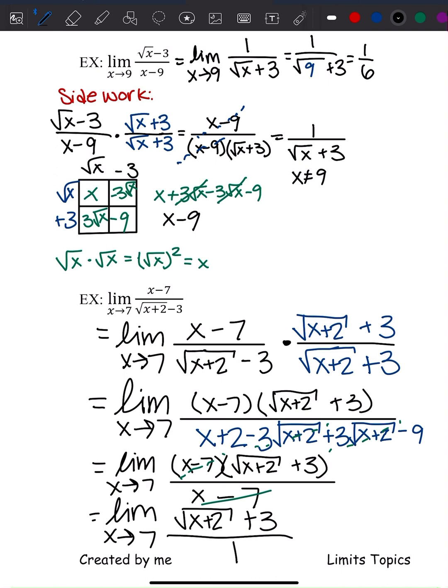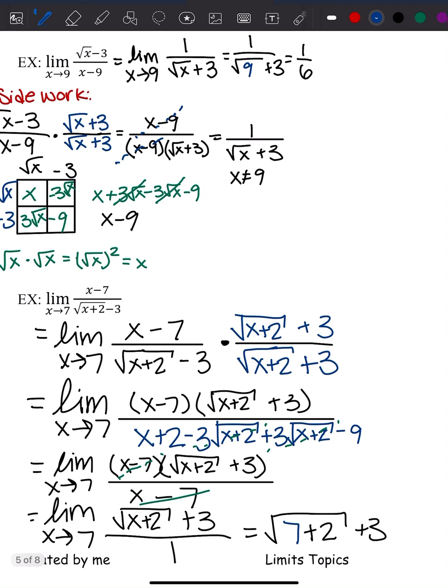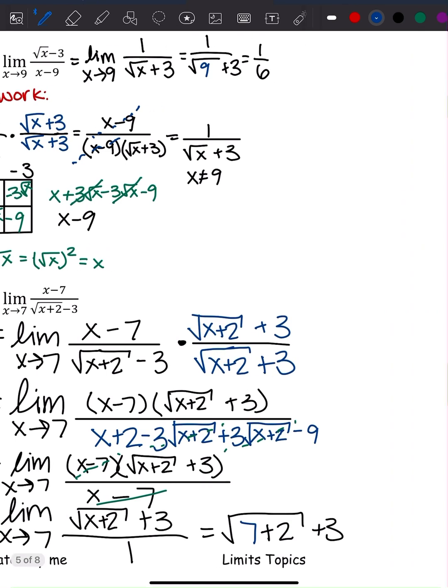This is all technically over 1. I'm going to write it here, even though we're going to drop it in a second, because it's divided by 1 and we don't really need this anymore. But I know for a fact now I can't have 0 over 0, which means I can use direct substitution. So I have the square root of 7 plus 2, all plus 3. You're going to notice I've dropped my limit notation now, and that's because I am applying that limit now that I am plugging it back in. 7 plus 2 is 9. The square root of 9 is 3, and 3 plus 3 happens to be 6.